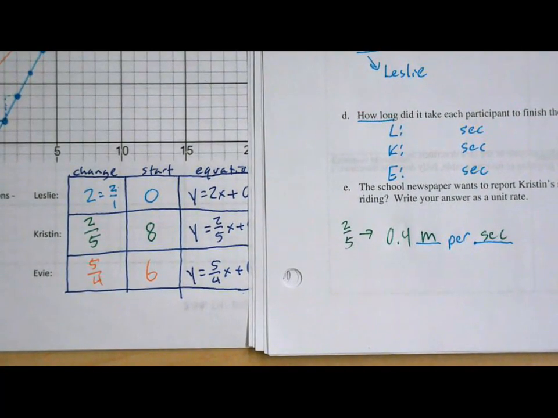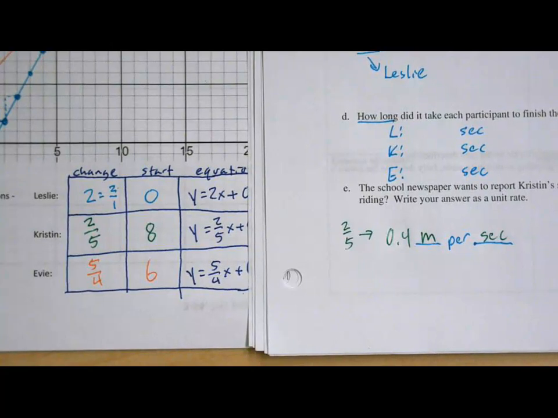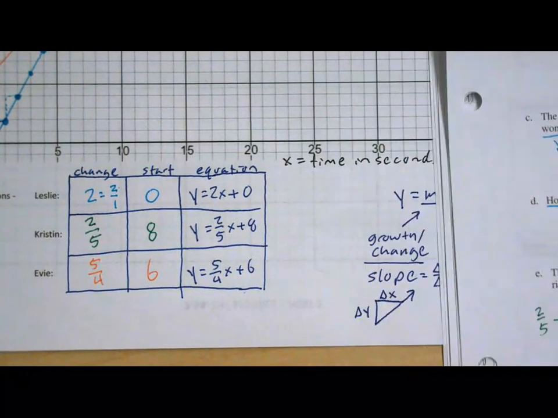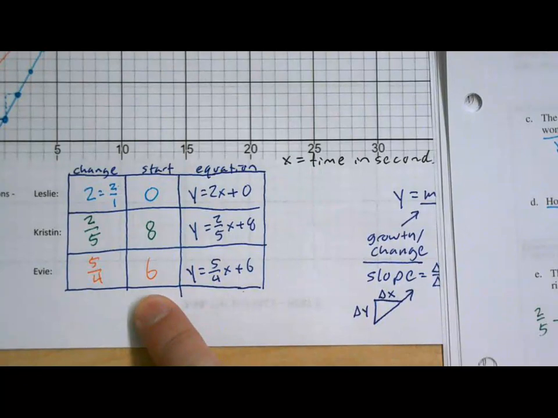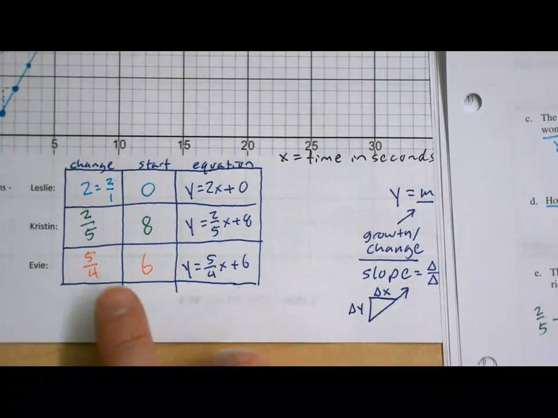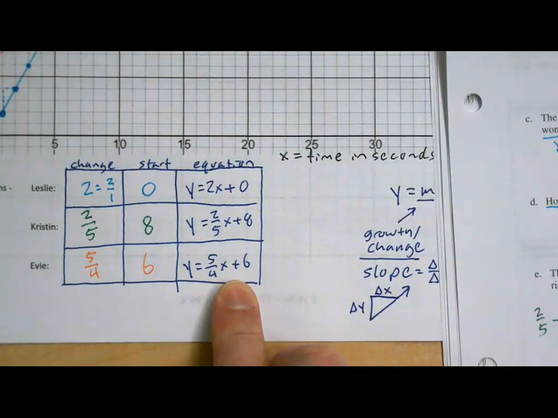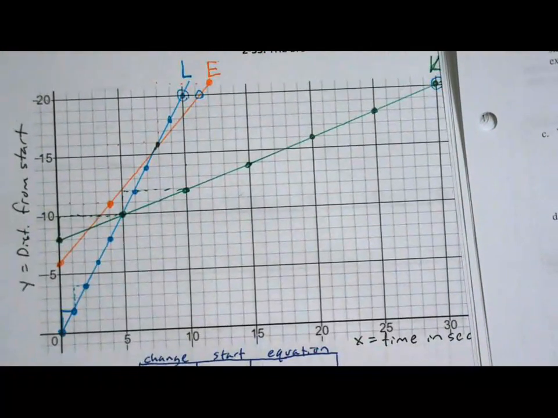All right, does anybody have any questions on that? Please ask some questions because I am done. From here, it is all you guys. Do you have any questions? Do you have any questions about where we got these values in our tables? Any questions about how we turn the table's change and start into an equation? Or about how we graphed those?